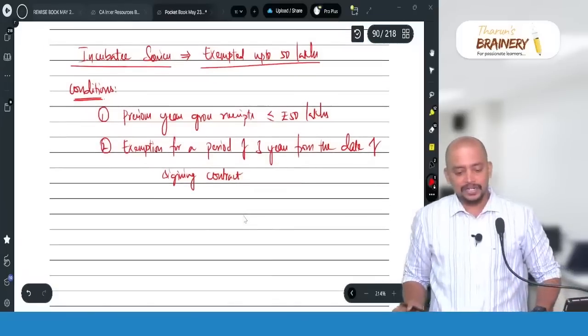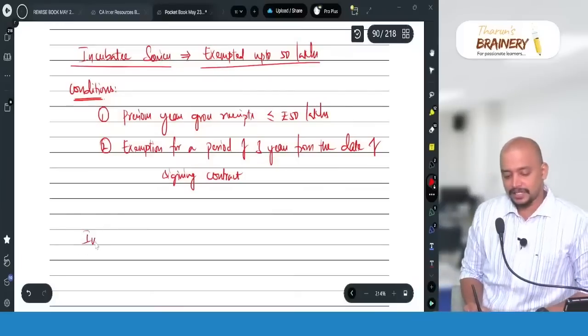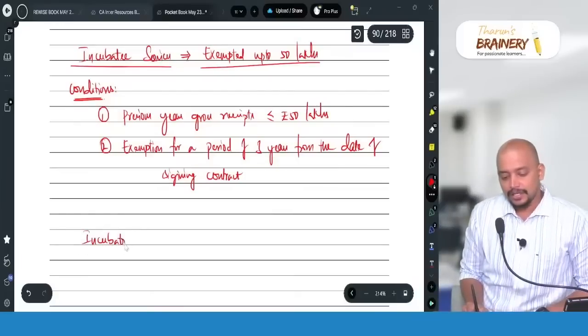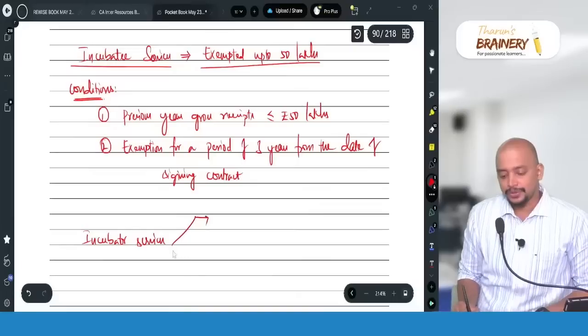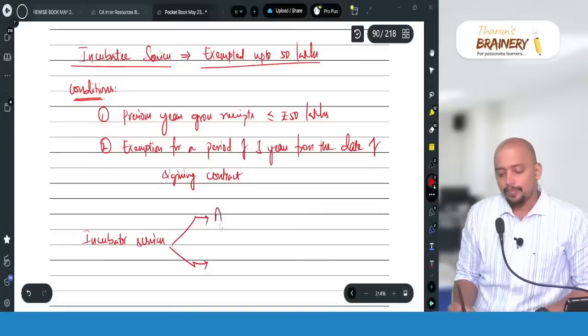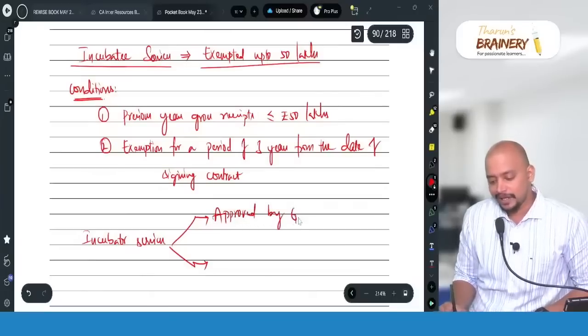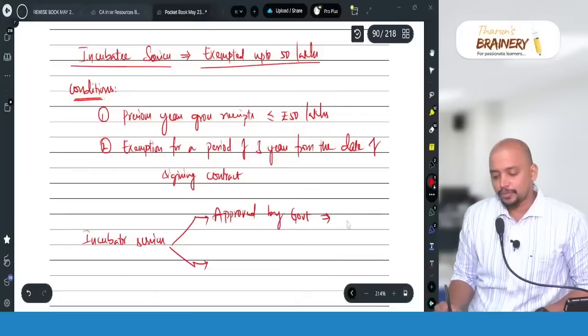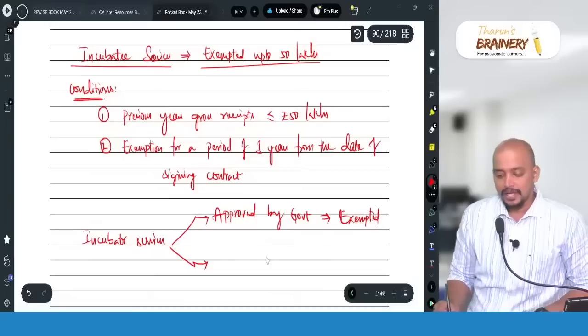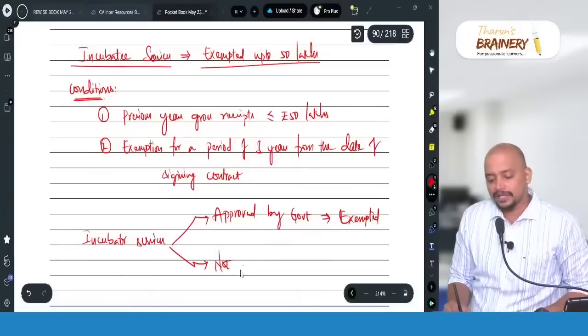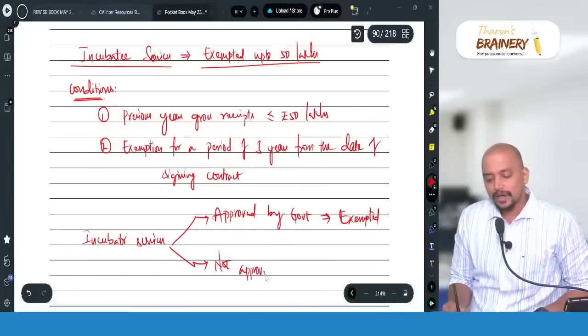Then next one, incubator services. Incubator services are divided into two: approved by government and not approved by government. If they are approved by government, fully exempted, and if not approved by government, then it will be taxable.